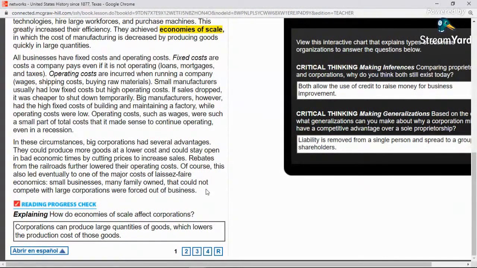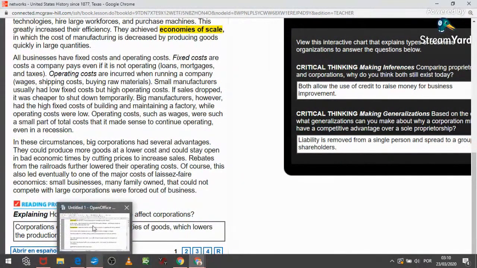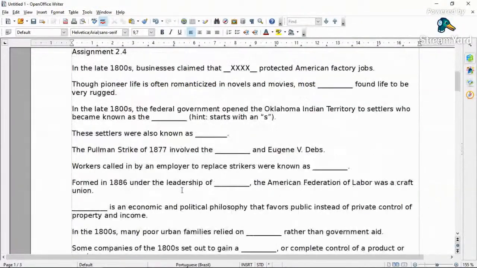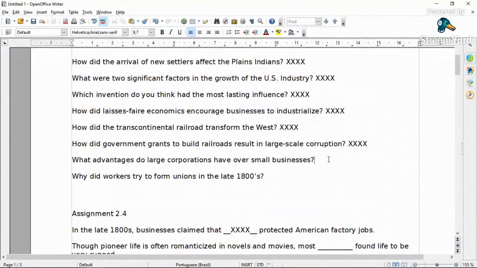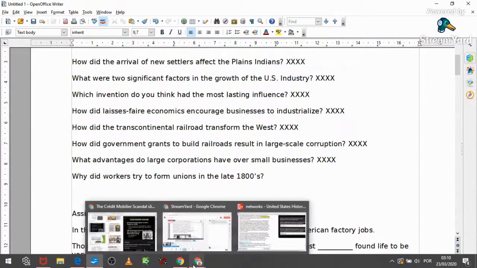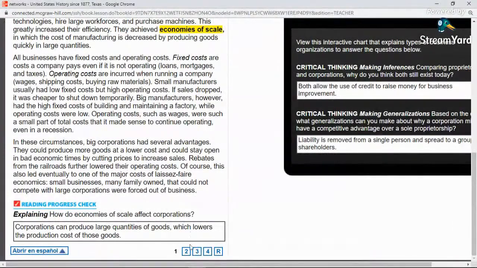Okay? So corporations can produce large quantities of goods. This means that production costs of those goods are lowered. And that answers this question right here, guys. Listen carefully to the video if you didn't understand everything. But like I said, on Tuesday at class time, I will be there to answer any questions that you have.